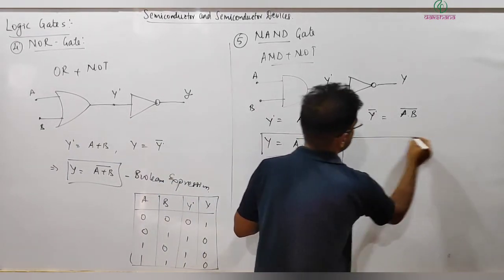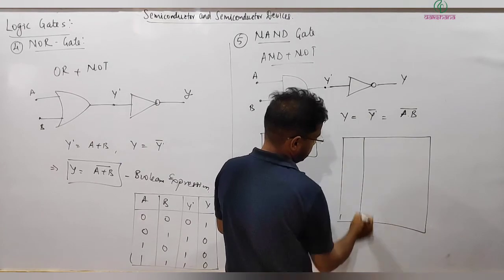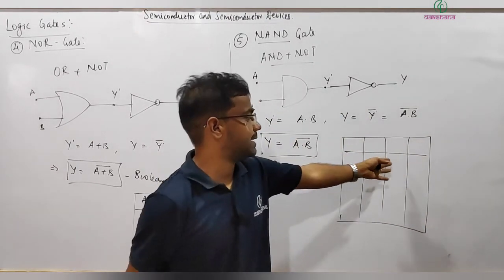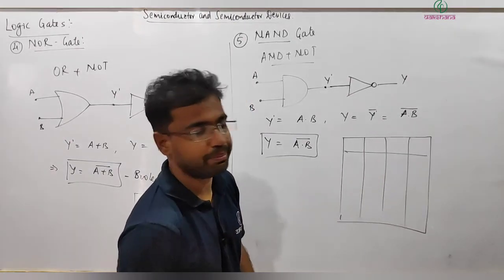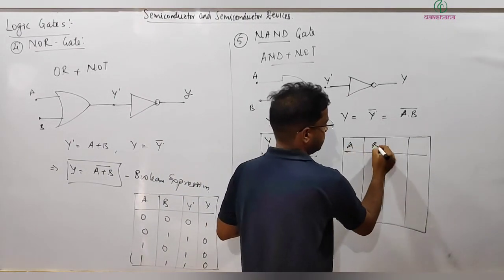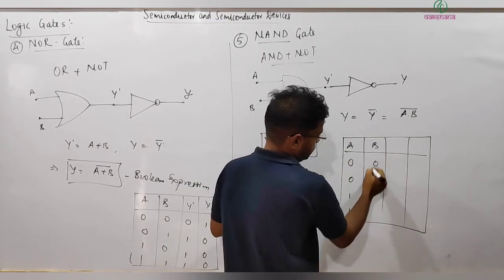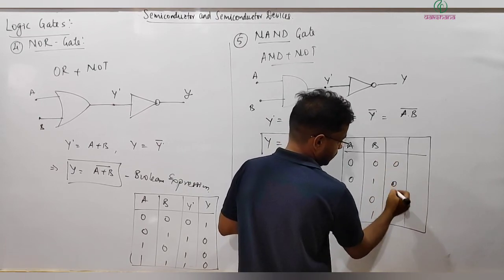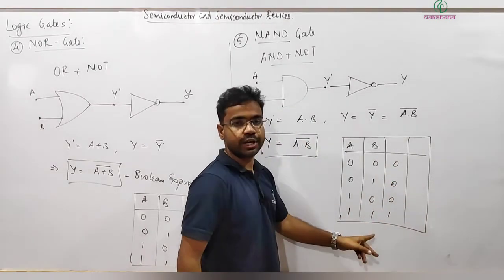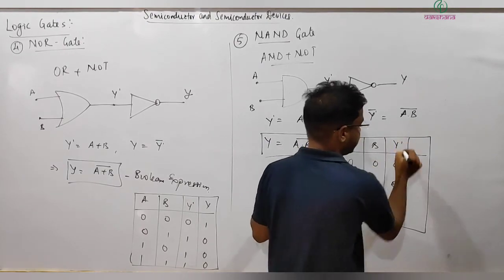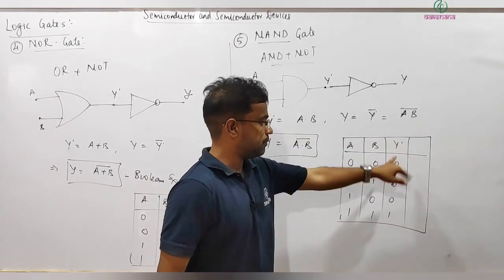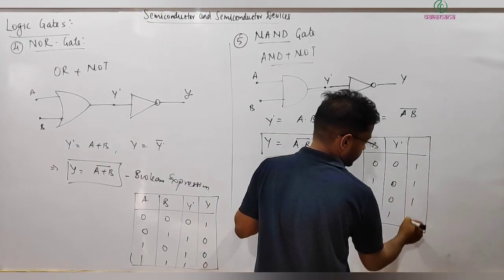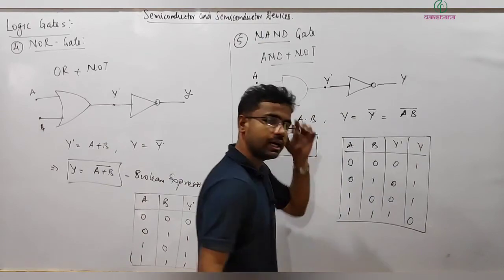This is the Boolean expression. The truth table for NAND gate will look something like this. For understanding purposes, I am writing the truth table for Y prime also. So this is A, B, 0 0 1 1 0 1 0 1, and then what do we get? 0 0 0, and only in case both are high we get 1. So this is Y prime, the output of AND gate. Now when it passes through NOT, it will simply invert, so it will be 1 1 1 and 0. This is the final output.